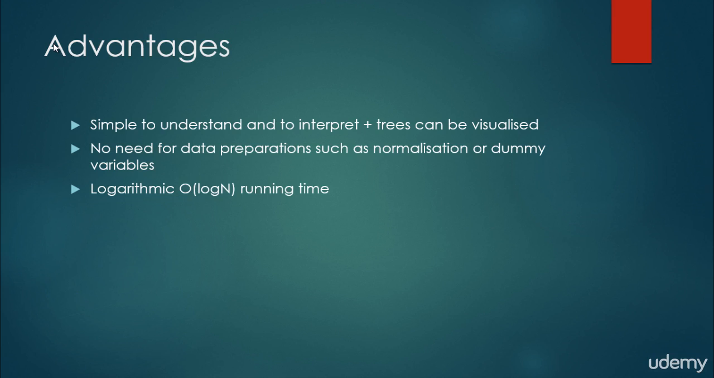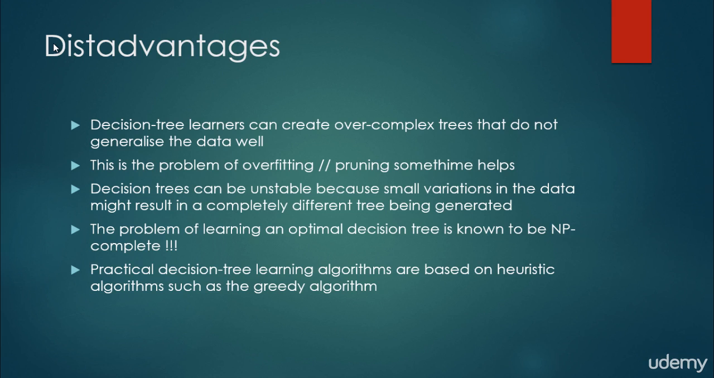And because it has a tree-like structure, it has a logarithmic time complexity and logarithmic running time. So what are the disadvantages? Decision tree learners can create over-complex trees that do not generalize the data well. These trees can get very, very complex, and this is the problem of overfitting.